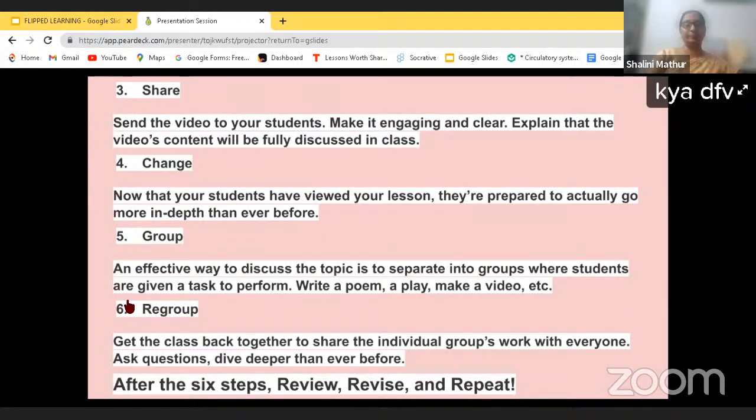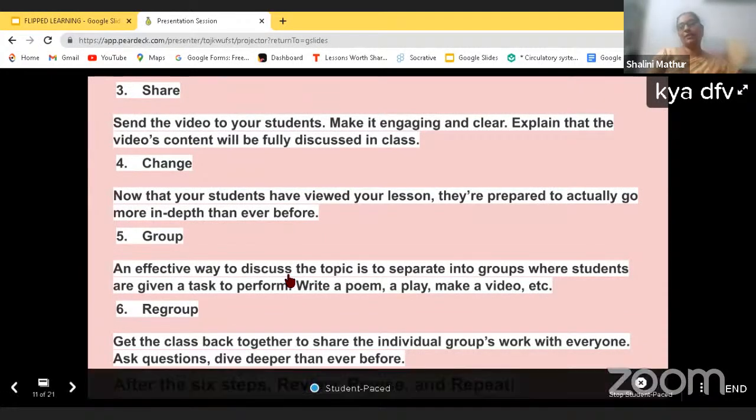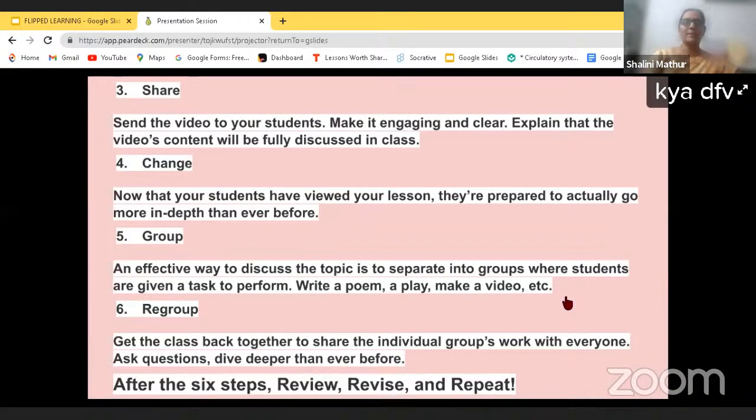Now, group. An effective way to discuss the topic is to separate into groups where the students are given a task to perform: write a poem, play, make a video, etc. So when we are talking about flipped learning, it is not only about science or maths classes. It can be very nicely and effectively utilized for English, Hindi, maths, and even for social science classes.